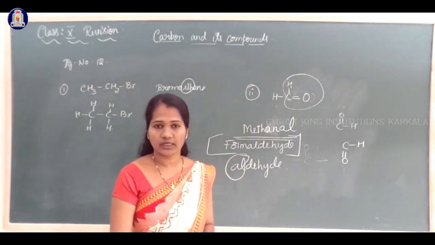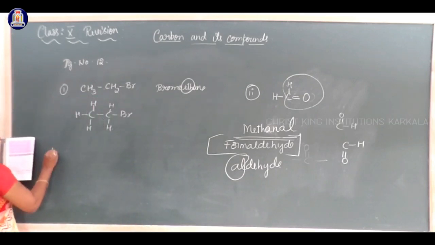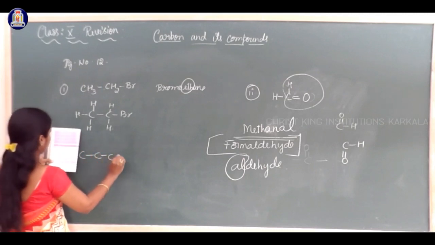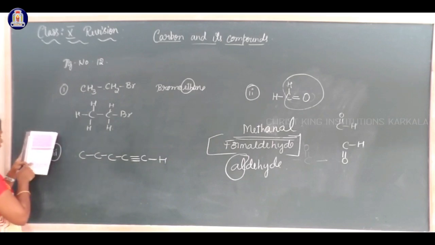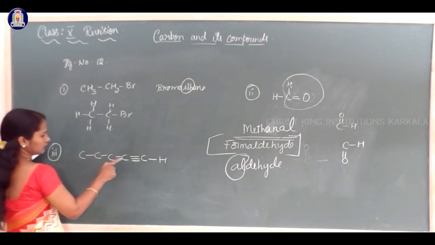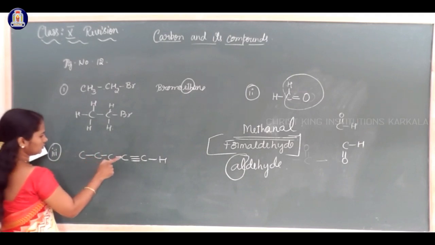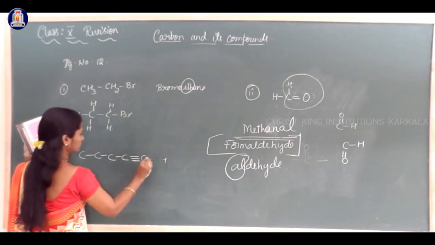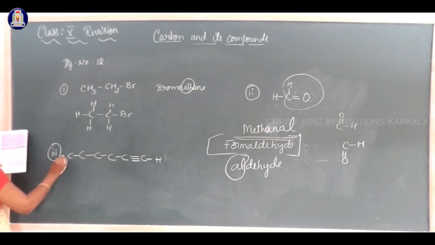Now go to the third one which is given in the textbook. The third structure is given: C, triple bond C, H. How many carbons? 1, 2, 3, 4, 5, 6. I write here 6. Then the remaining are all hydrogen.